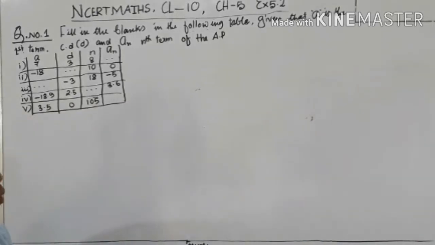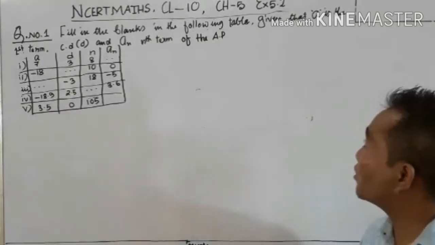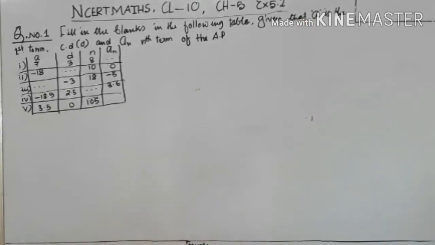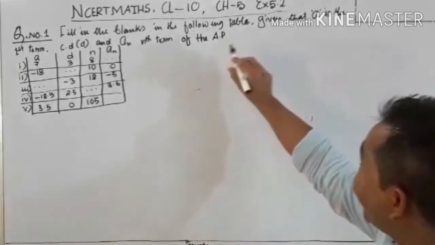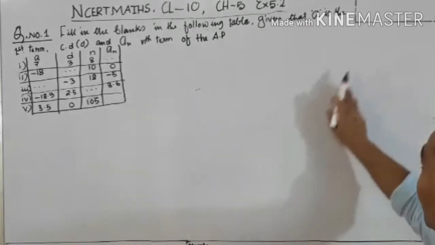As of now we have finished chapter 5, exercise 5.1, right? So to work out exercise 5.2, we need to know something.